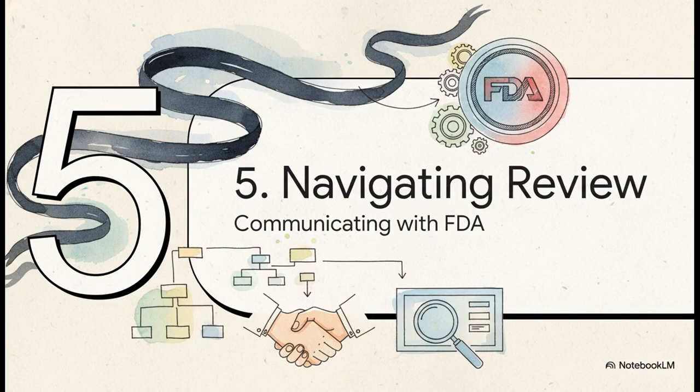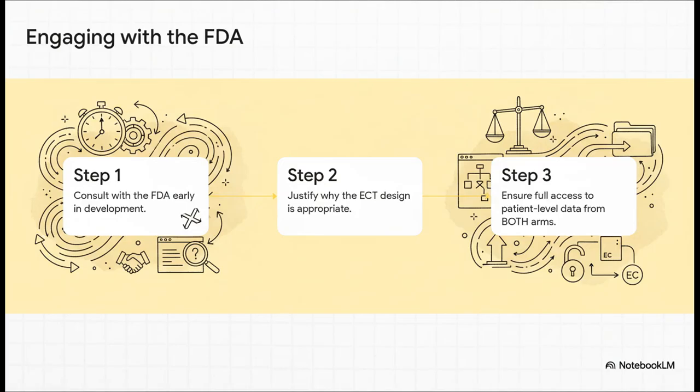And that leads us to our final section, the practical side of things. What are the steps for engaging with the FDA when you're proposing one of these externally controlled trials? The FDA makes their expectations crystal clear. First, talk to them early in the development process. Don't just spring this design on them late in the game. Second, you have to be ready to robustly justify why a traditional randomized trial isn't feasible or appropriate.